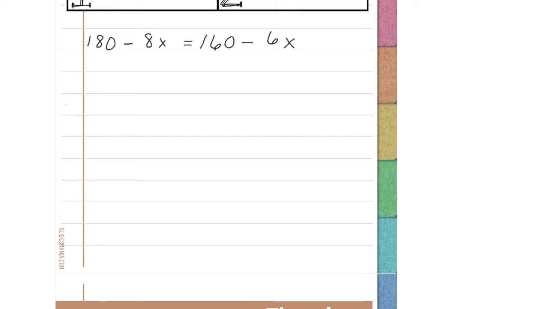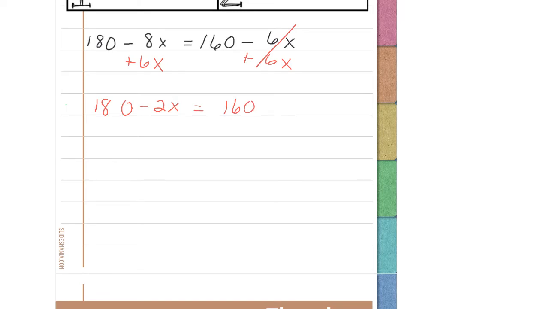Now I can go ahead and start finding X, right? So like I said before, number 1, we're going to have to move all the X's to one side and all the numbers to the other side. So I'm going to go ahead and start with this negative 6x. Okay, I'm going to move it to the left side. So how do I do that? Well, I add 6x because I'm doing the opposite of whatever sign it has in front. This reduces to 0. And then I add 6x over here. So I get that 180 minus 8x plus 6x reduces to negative 2x is equal to 160.